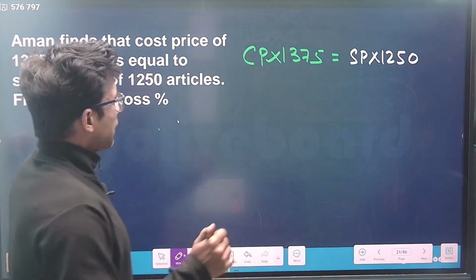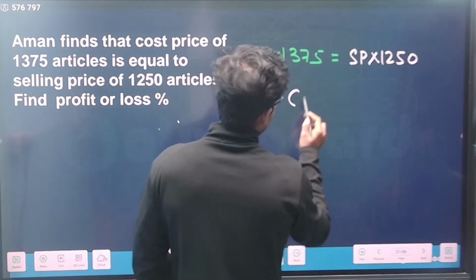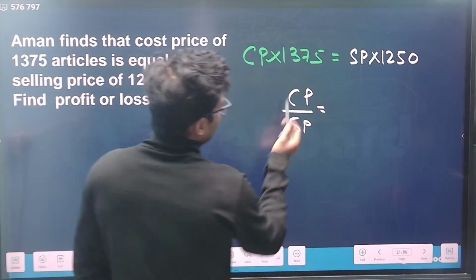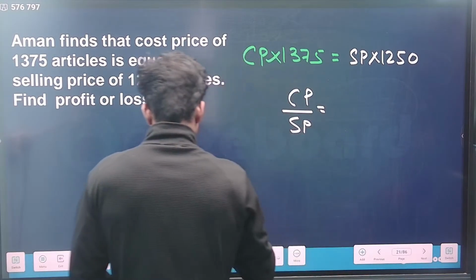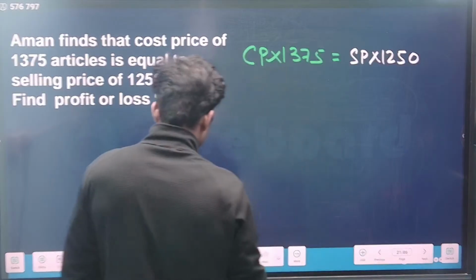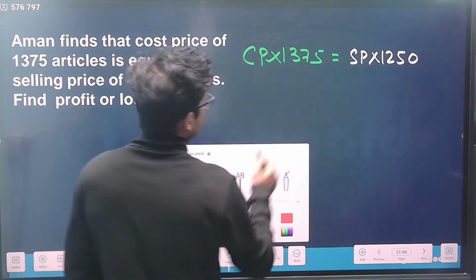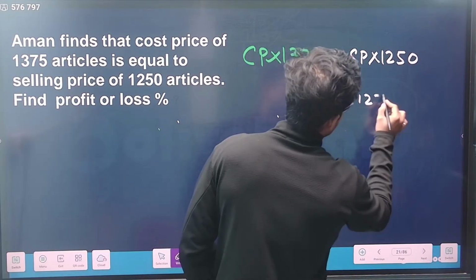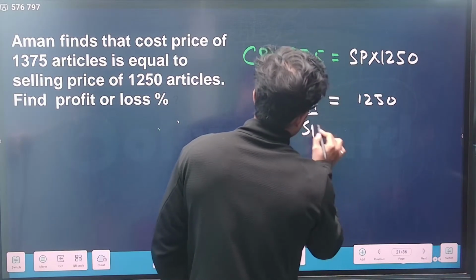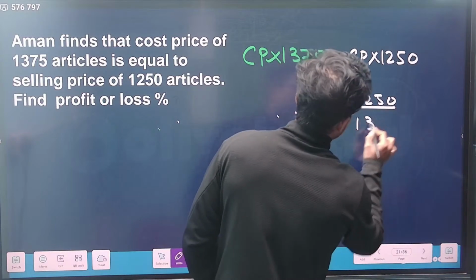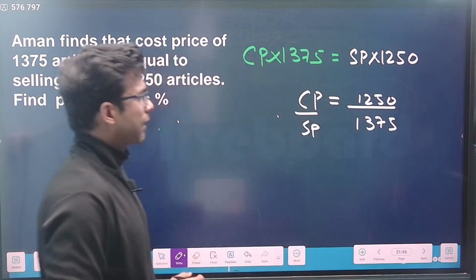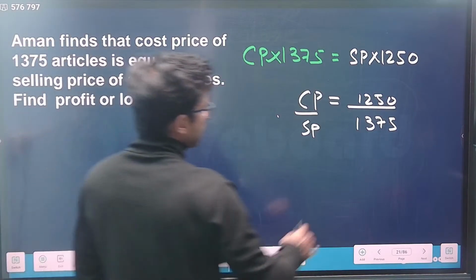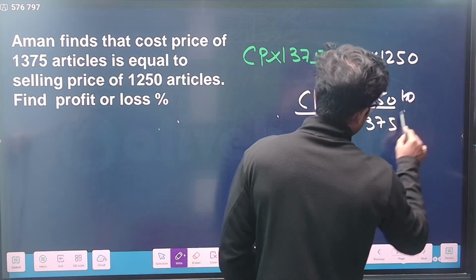Correct. So now if I need to figure out the cost price to selling price ratio, what could it be, guys? You can figure it out in such a way that the selling price is 1250 and the cost price is 1375. Correct? I hope you are getting my point. Now the ratio should be in the simplest form, so this will go by 10 times and this will go by 11 times.